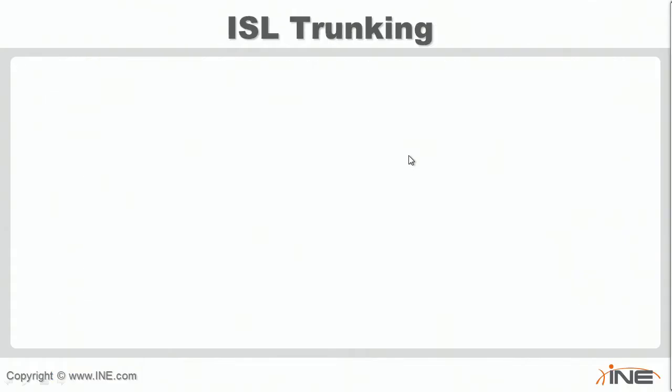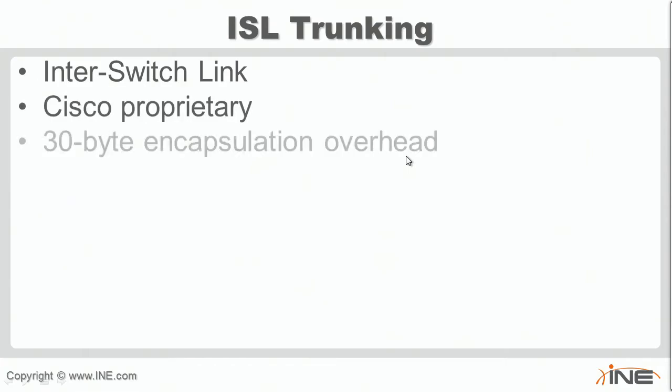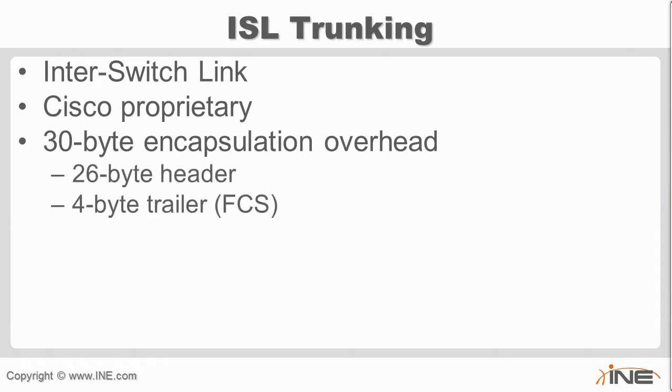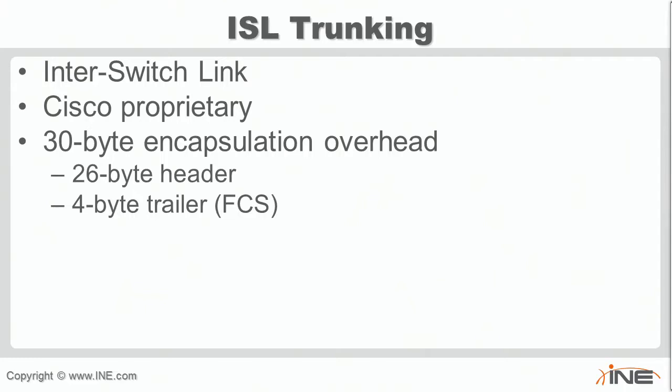For the first of them, the ISL, the key again is that this one is Cisco proprietary. It uses 30 bytes of encapsulation, where 26 go in the front and 4 go on the end. The 4-byte trailer, or basically the end of the frame, is used for a frame check sequence, which is used for error checking, to make sure that when I send it across, the device that's receiving it sees that nothing changed from a layer 1 point of view.